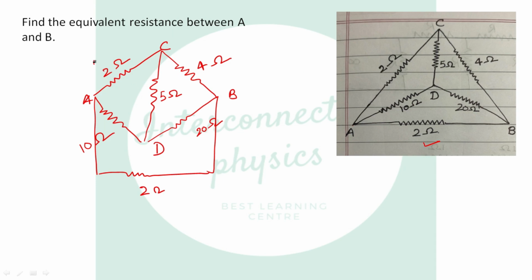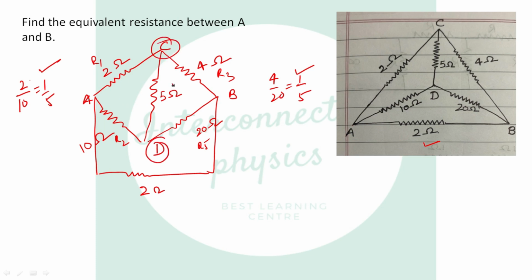Now R1, if this is R1, this is R2, this is R3. R1 divided by R2, that is 2 by 10, is 1 by 5. And R3 divided by R4, 4 by 20, is 1 by 5. So that means 1 by 5 is equal to 1 by 5. This is a balanced Wheatstone bridge. So potential at C is equal to potential at D.